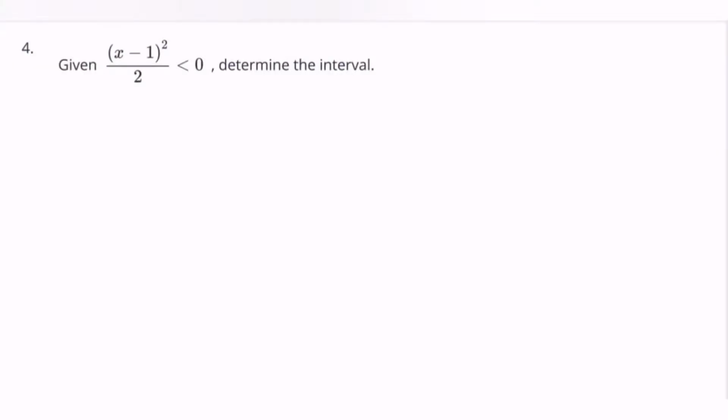Kindly refer to question number 4. Given the situation where we have x minus 1 squared over 2 less than 0, determine the interval. So repeat the case. We have x minus 1 squared and we have 2. As we all know, these two numbers are always positive. Since x minus 1 squared is a positive number, divided by 2, which is also a positive number, when we combine these two positive numbers, for sure we will obtain a positive number on the left.